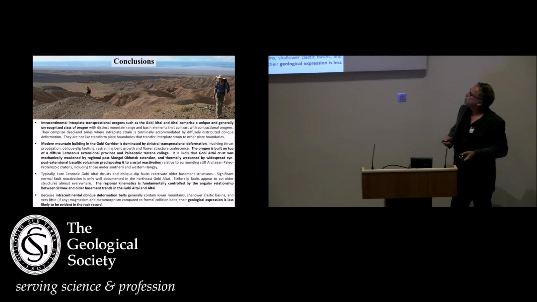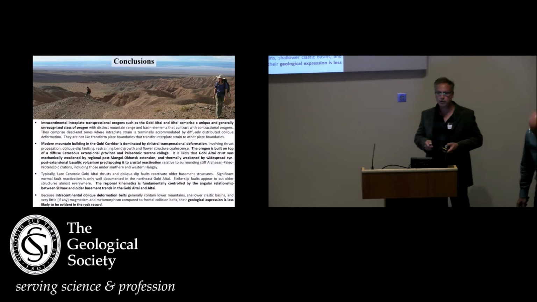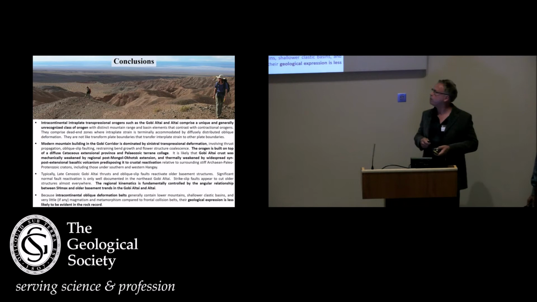So I'm not going to read all these. I think this is the most interesting final point. These types of intracontinental oblique deformation belts may be lost in the rock record unless you're looking for a younger class of brittle structures, unconformities, some clastic sediment record, maybe some low-temperature thermochronometry. But they may be elusive in the rock record, and many may still await discovery. So I'll finish with that. Thank you.